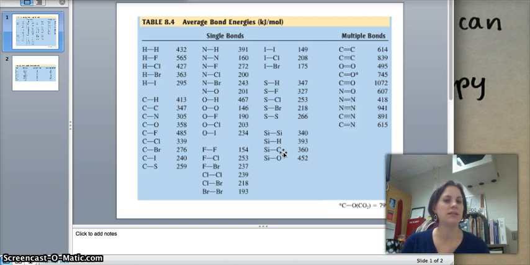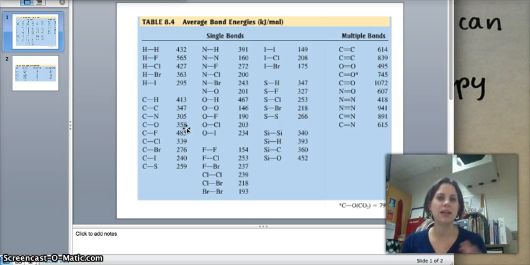Hopefully after a couple minutes, you've noticed that the units here are kilojoules per mole, so this is energy somehow, and that all of these values are positive. So what does this mean? What does this tell us? Well, these are bond energies. So if these values are all positive, then this is the energy required to break these specific bonds. Energy needs to be put into the bond in order to break it.